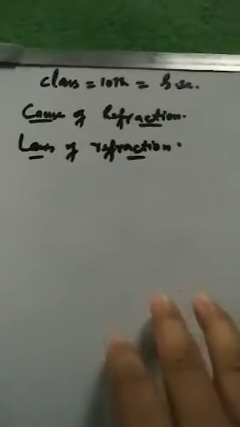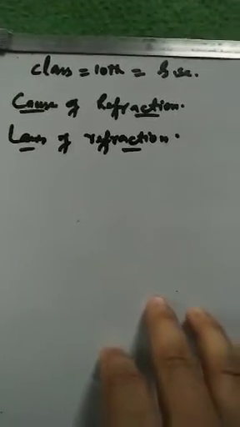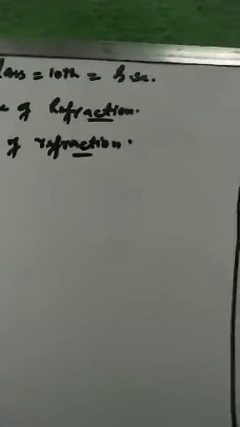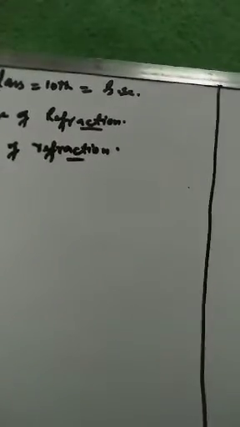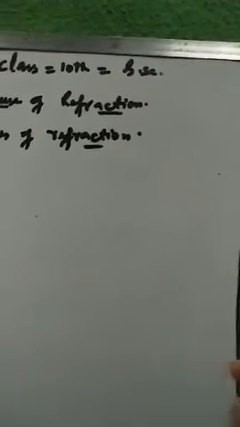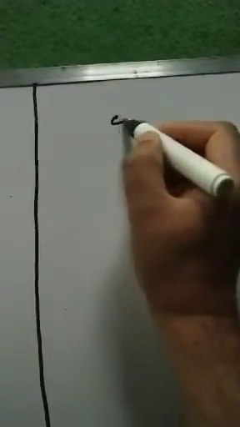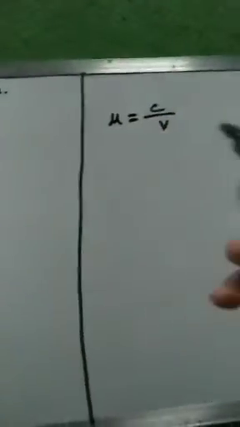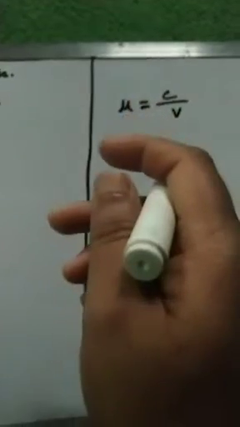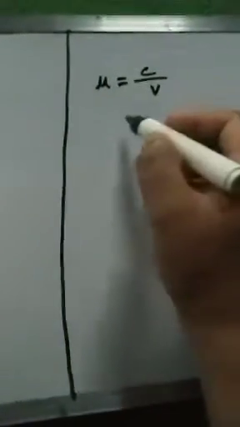The difference between the absolute refractive index and a relative refractive index is simple. Absolute refractive index, or simply refractive index, is the ratio of the speed of light in vacuum to the speed of light in that medium. This is absolute refractive index.